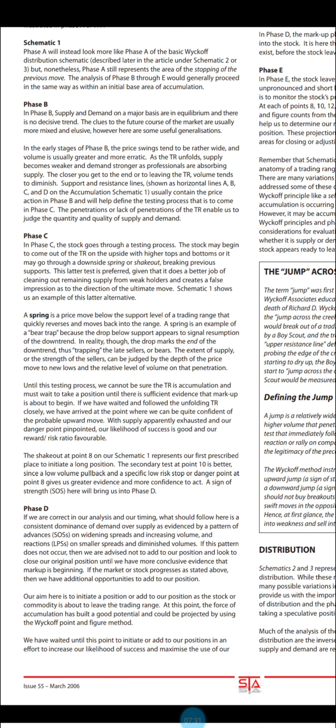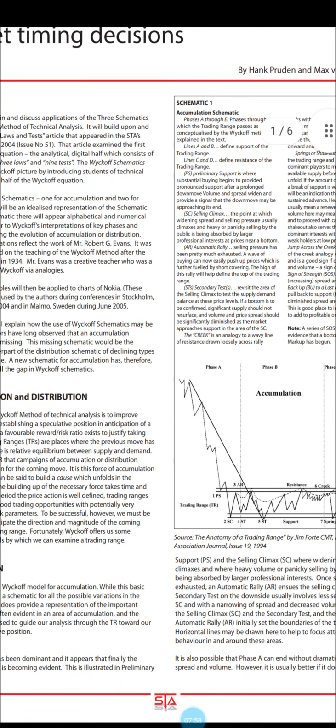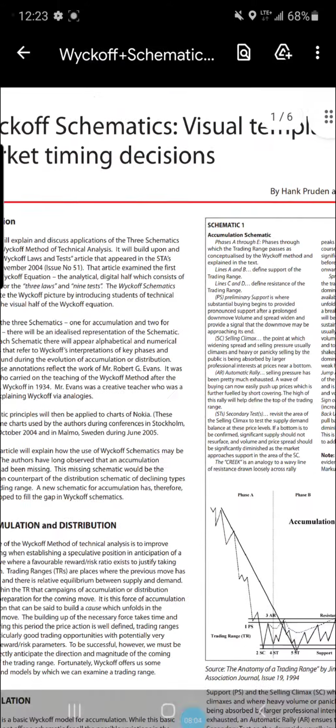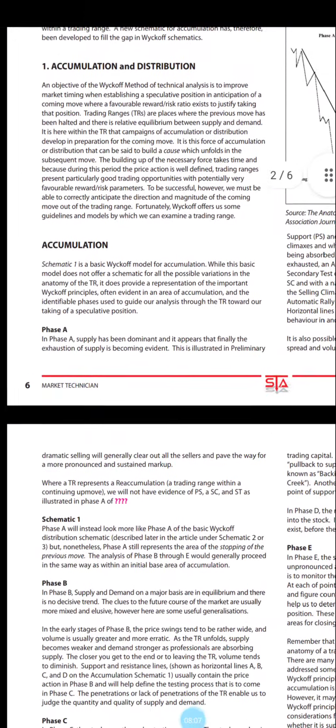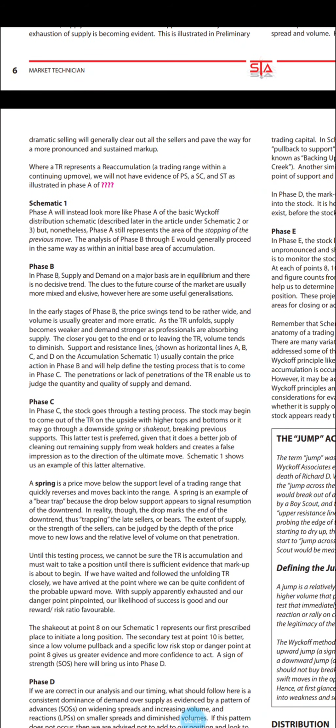In the early stage of Phase B, the price swings tend to be rather wide and volume is usually greater and more erratic. As the TR unfolds, supply becomes weaker and demand stronger as professionals absorb supply. The closer you get to the end of the TR, volume tends to diminish. I always think of trend reversals with TR, but what does it say in this? Trading range. So let's see where we're at. Leaving the trading range, volume tends to diminish.